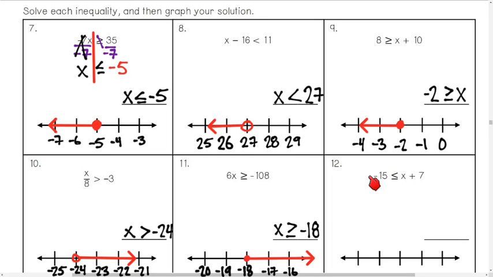Last but not least, we have negative 15 is less than or equal to x plus 7. So to get rid of this x plus 7, I draw my line. The plus 7, I would subtract 7 from both sides, and I would get negative 22 is less than or equal to x. That means it's going to be a closed circle at negative 22, and negative 22 is smaller or less than x, so it has to go to the right.